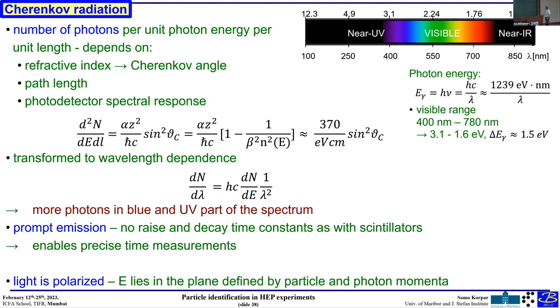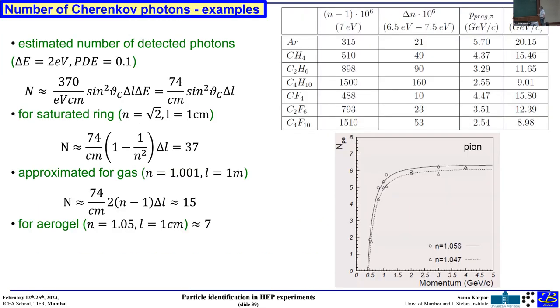The other nice things that are also explored, as we saw already, one example in the time of flight is prompt emission. And one should not forget that the light is polarized in the plane of the track and the photon direction. So when you simulate, this has to be taken into account. Now an example of the number of Cherenkov photons.